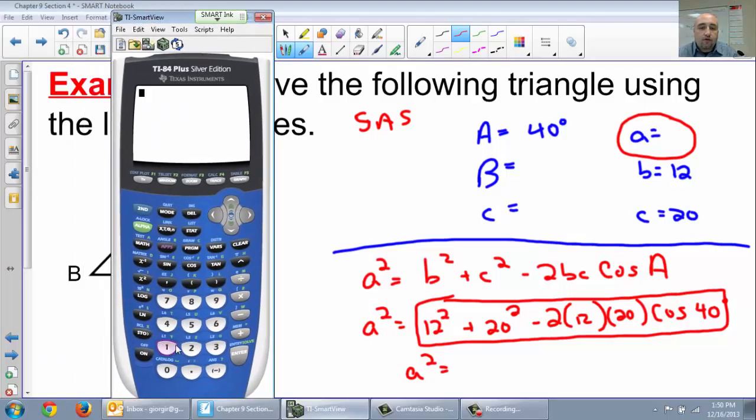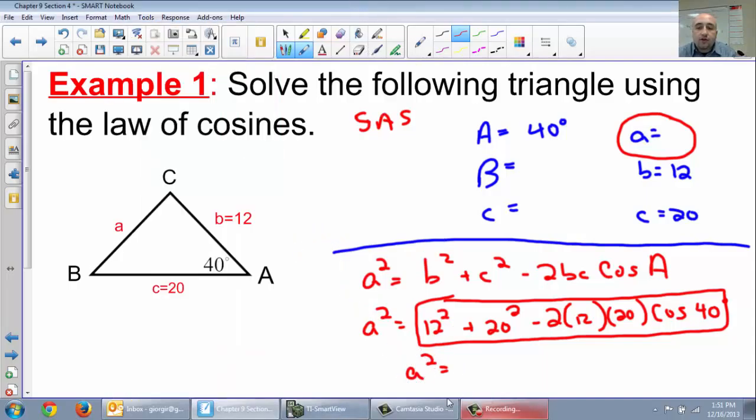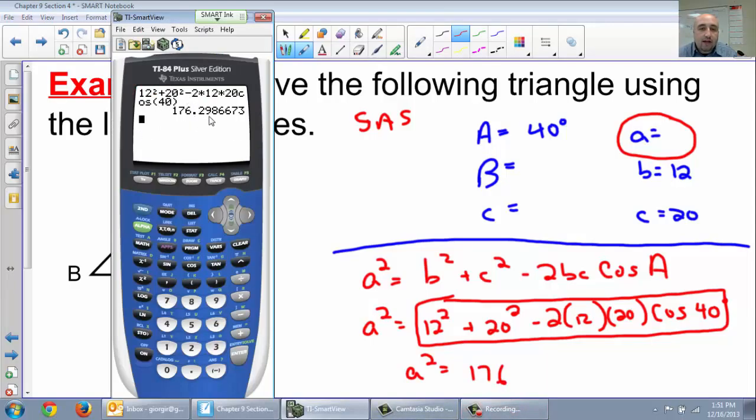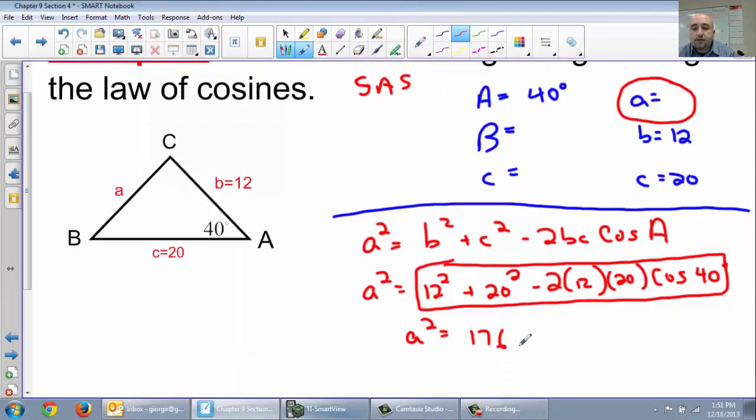All right, so 12 squared plus 20 squared minus 2 times 12 times 20 times cosine of 40. And when you hit enter, that will give you your a squared. So it was 176.29. So let's just do 176.3. Now, that's not what I'm interested in.